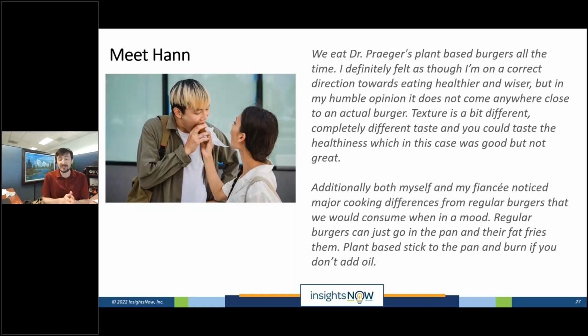So what's interesting is the second part about this, where we get all the way to the very bottom here. He talks about how regular burgers just go into the pan and you fry them up, whereas plant-based, the Dr. Prager's, stick to the pan and they burn if you don't add oil. So he's talking about a process here that he calls out as a negative experience he's currently having with his Dr. Prager's burgers. And he's kind of in conversation, lumping other burgers besides Dr. Prager's into that group as well.